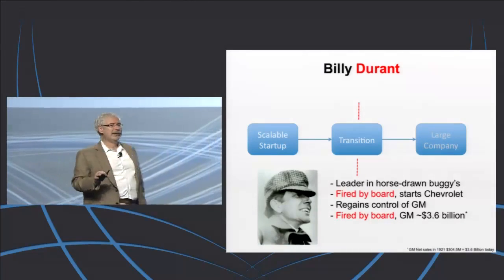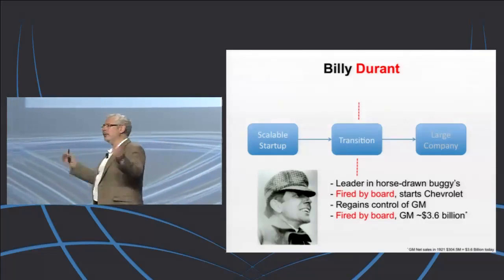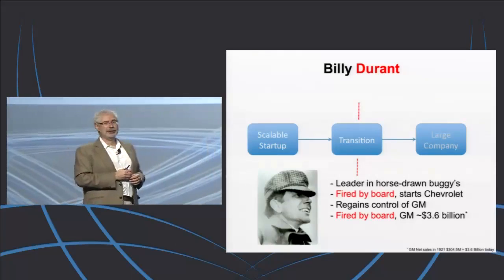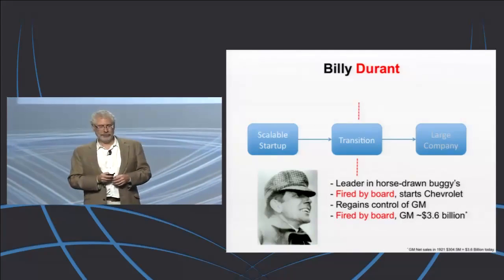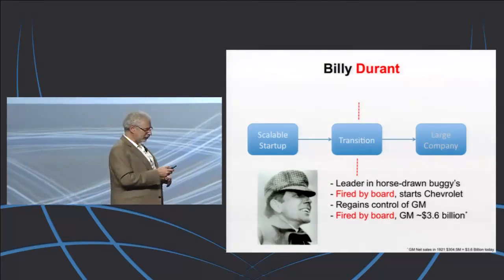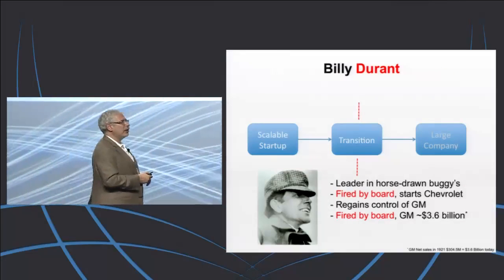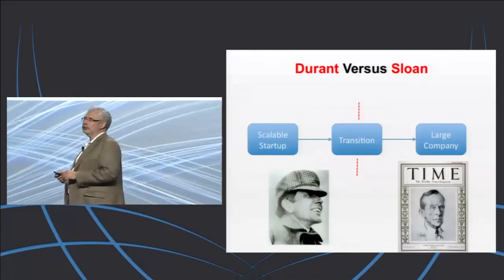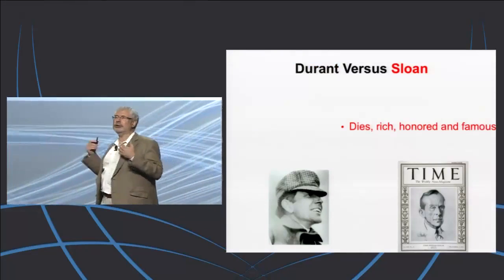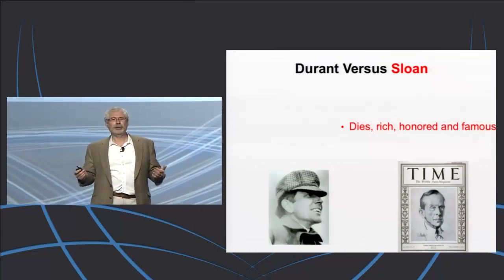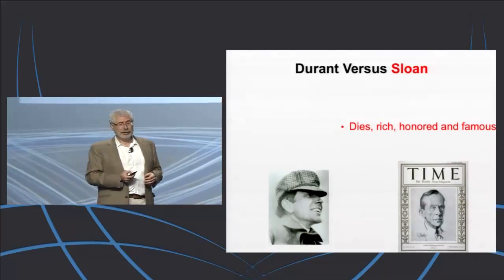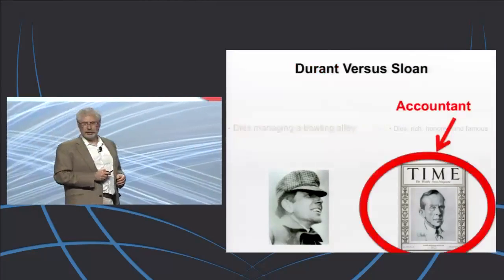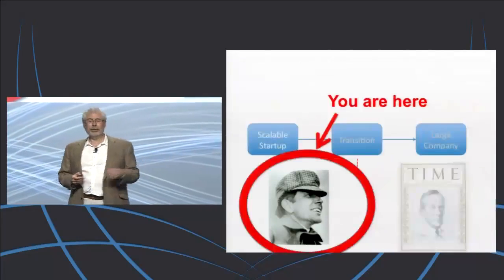Wait a minute, it gets better. 10 years later, he starts speculating on Wall Street and almost blows the company. This time, his new board members are the DuPonts, and they fire him again. At the time, when they fired the founder, GM was worth, in today's dollars, $3.6 billion. Durant versus Sloan. Sloan dies rich, honored, and famous. Names on everything. Durant dies managing a bowling alley, penniless, in 1947. He's the accountant. You are here.